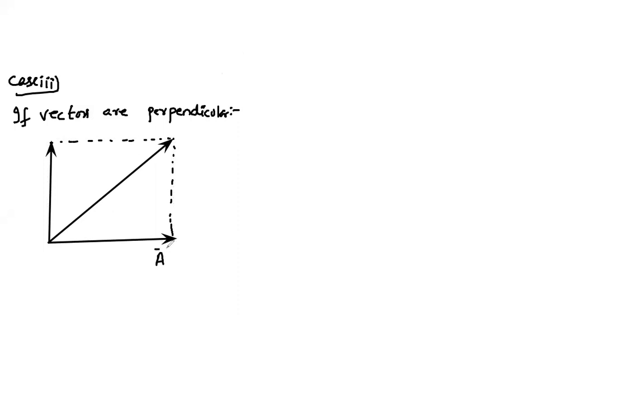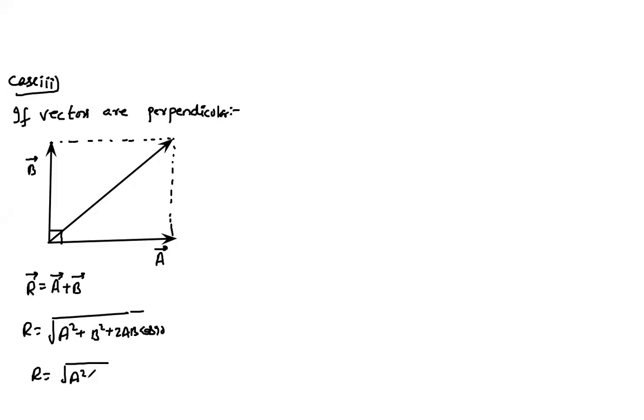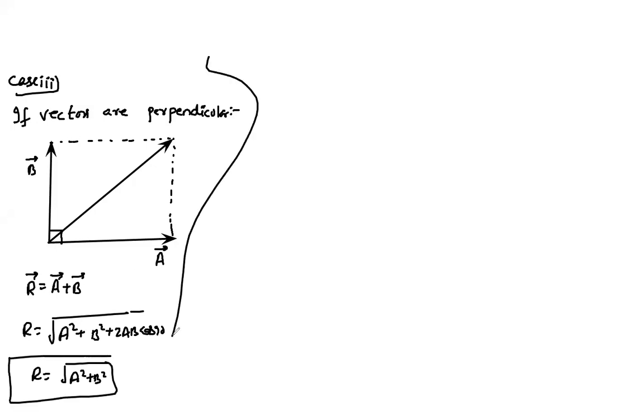So this is vector A. This one is vector B. The angle between them is 90 degrees. So you can write vector R as vector A plus vector B. Since the angle is 90 degrees, it's root over A square plus B square plus twice AB cos 90. Cos 90 is 0, so it's just root over A square plus B square. This is the resultant vector.